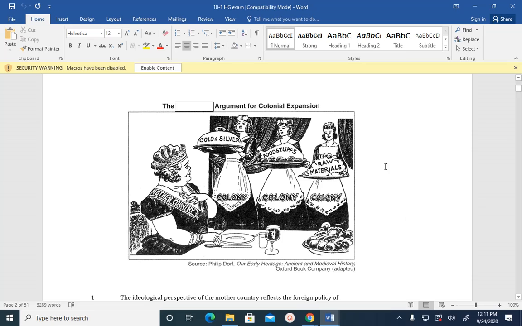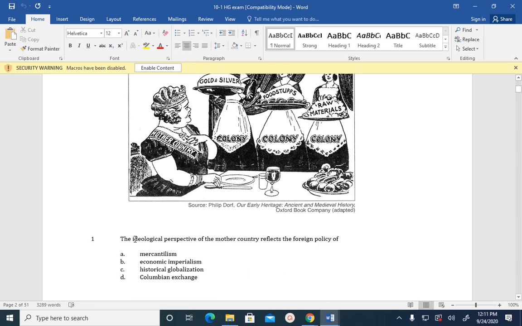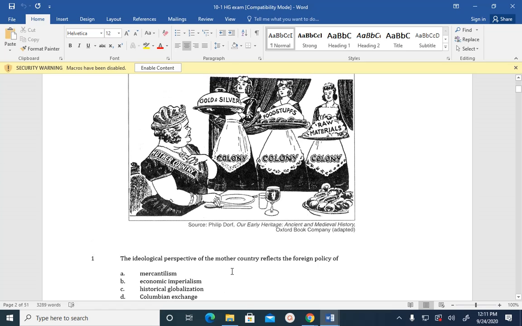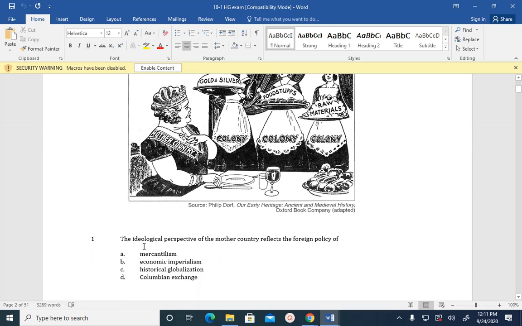But here's an example of a question. I'll give you a source, could be a cartoon, and then ask a question. So the ideological perspective of the mother country, so this person, reflects the foreign policy of what? This multiple choice is actually very similar to an A1. All that work we've done with A1 is the same skill that you need for this question, because we want you to find an ideological perspective.